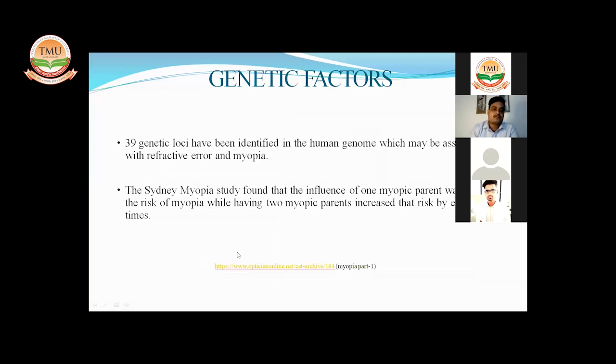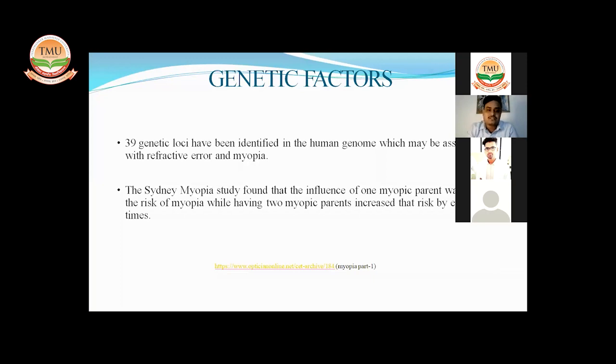Now, the third thing is the genetic condition. That means the genetic factors. So 39 genetic loci have been identified in the human genome which may be associated with refractive error in myopia. So genes are also involved in it. One study done in Sydney, the Sydney Myopia Study, found that the influence of one myopic parent doubled the risk of myopia. And if both parents are myopic, then it increases the risk by 8 times.